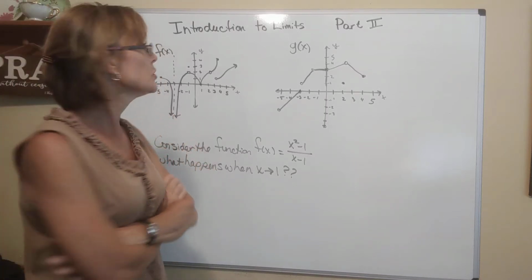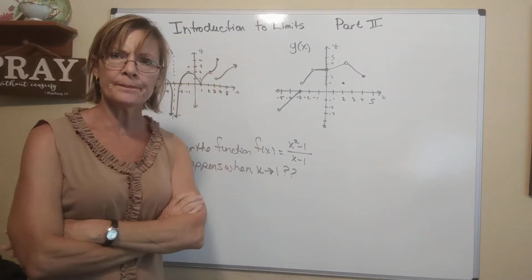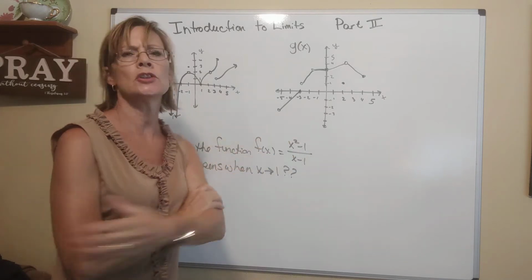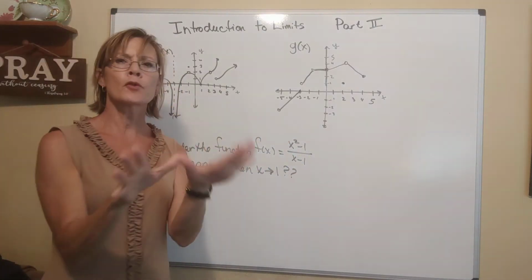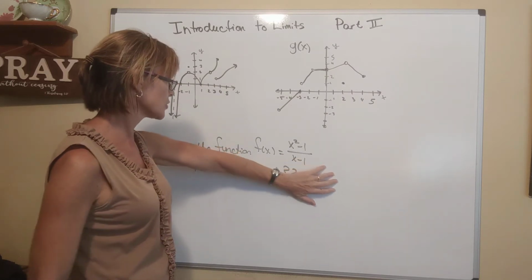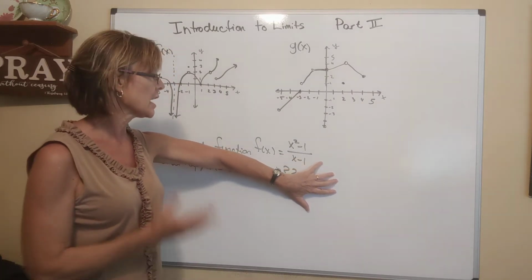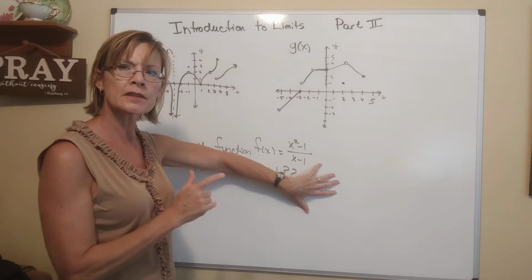Right, this is part 2 of Introduction to Limits. I've copied down the graphs that you have on your worksheets. We're going to get to these in just a second. Before we get to that, I want to consider this function right here: f of x is equal to x squared minus 1 over x minus 1.